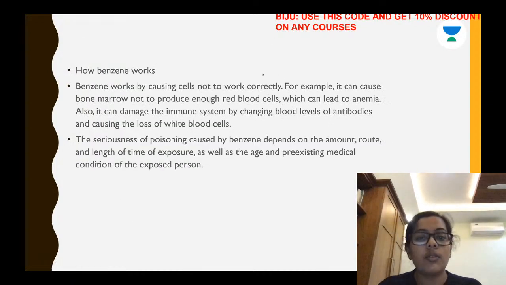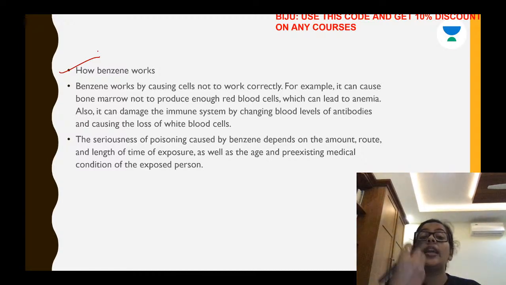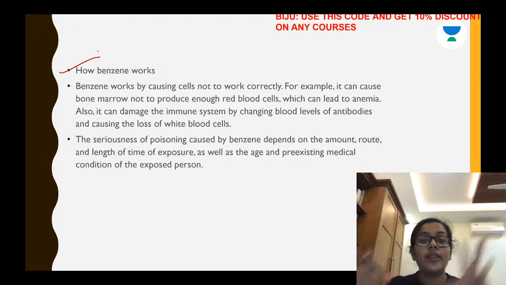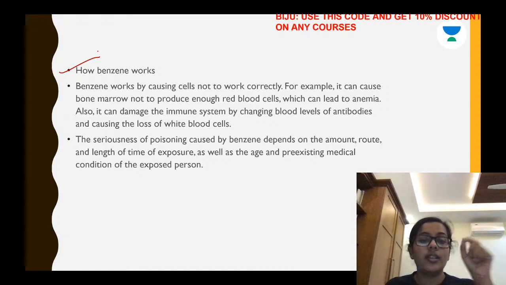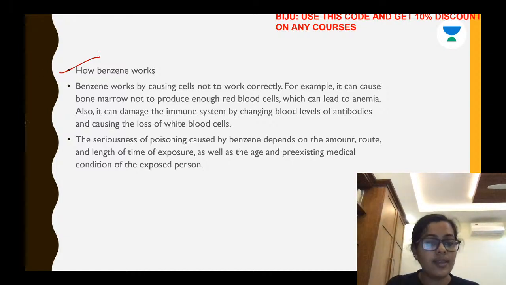How does benzene work? While you are inhaling it, benzene will affect your cells, and once your cells are affected, you can get anemia. For example, in case the bone marrow is not producing enough red blood cells, it can lead to anemia, and it affects the immune system. So this is the answer.